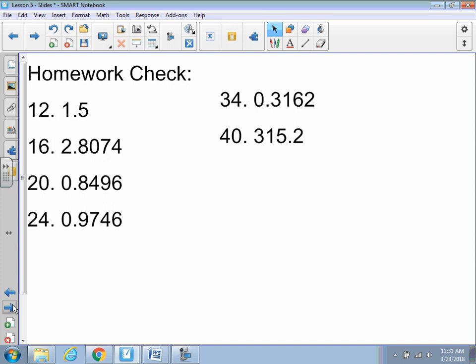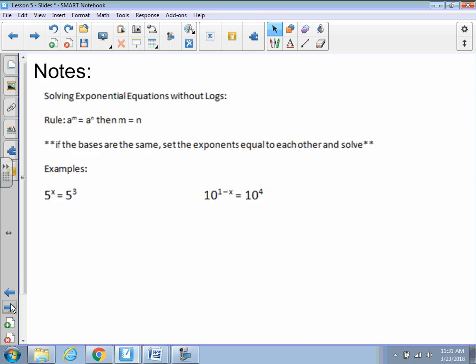All right, so for today's lesson, we're going to take some notes here on solving logs and exponential equations. Sorry about the bell. Hang on just one second. All right. So, solving exponential equations without logs, okay?